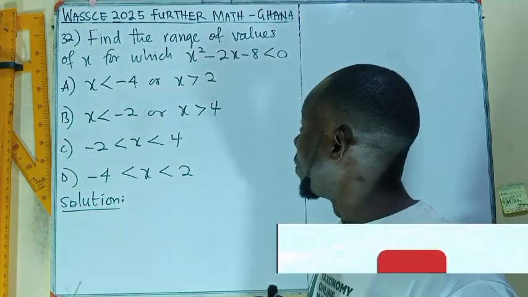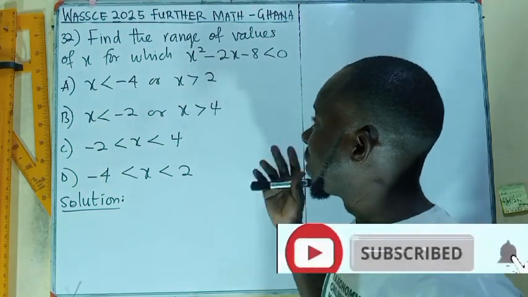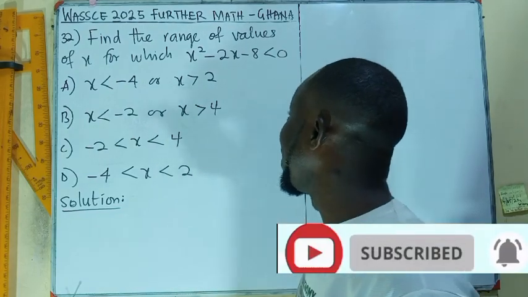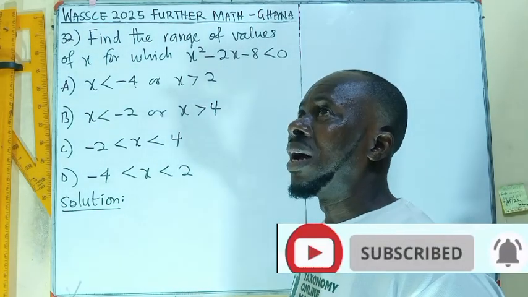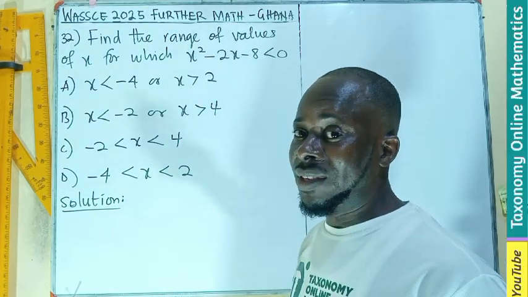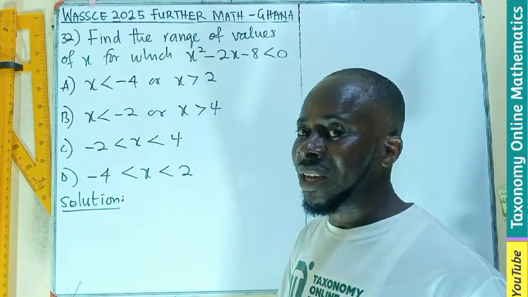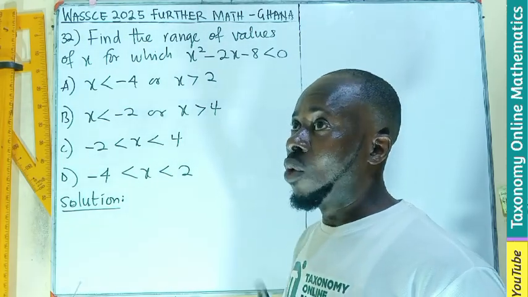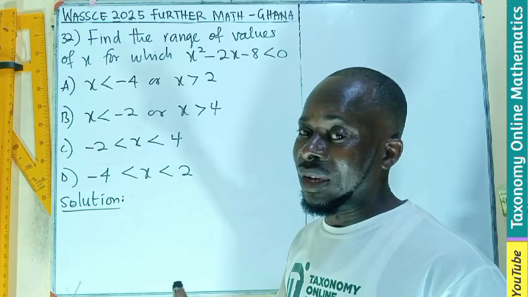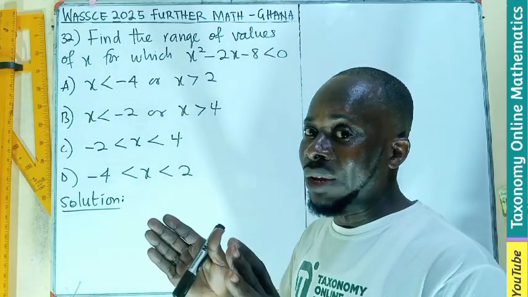We have to find the range of values of x for which x squared minus 2x minus 8 is less than what? 0. We can pick this as an inequality. We can also pick it as a quadratic equation. So if you are doing quadratic equations in terms of graphing it, you are looking for the range of values.